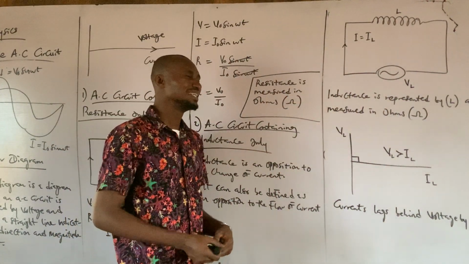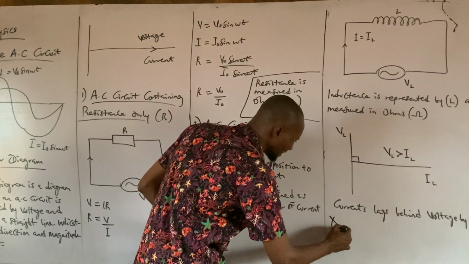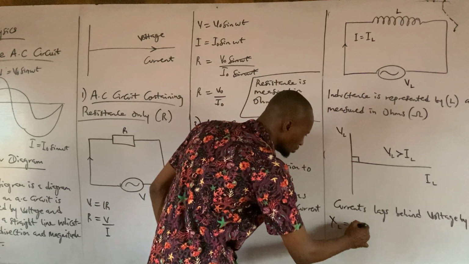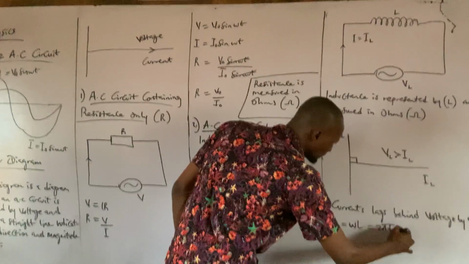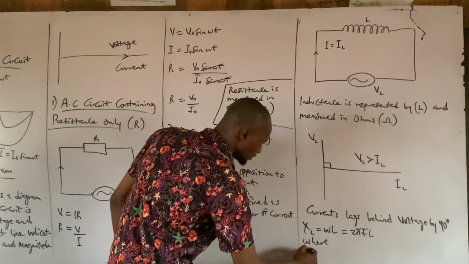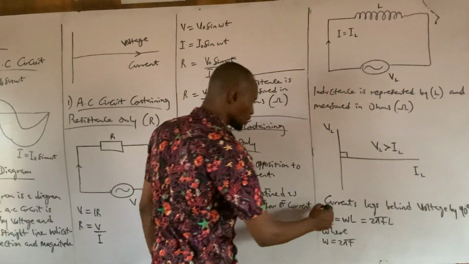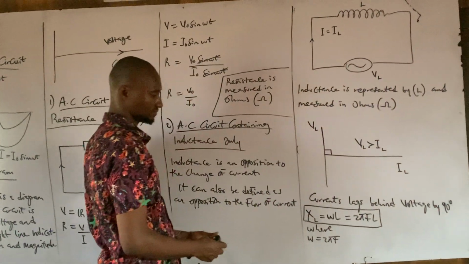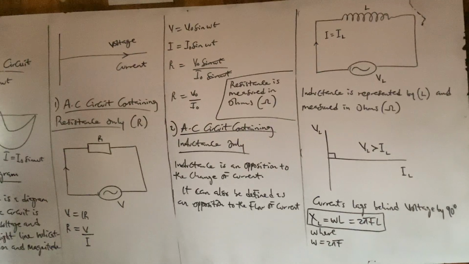So now, inductance on its own can be represented as XL, and is equal to WL. And this is equal to 2 pi FL, where W is equal to 2 pi F. So note this formula of inductance.